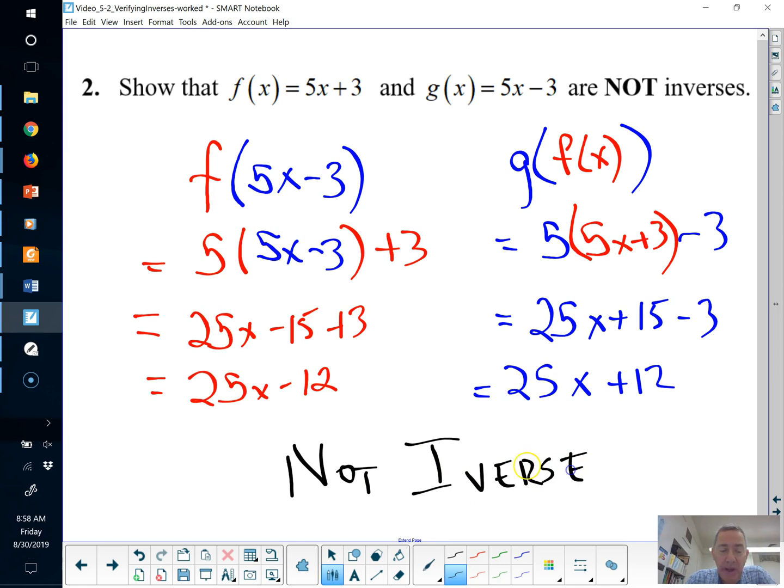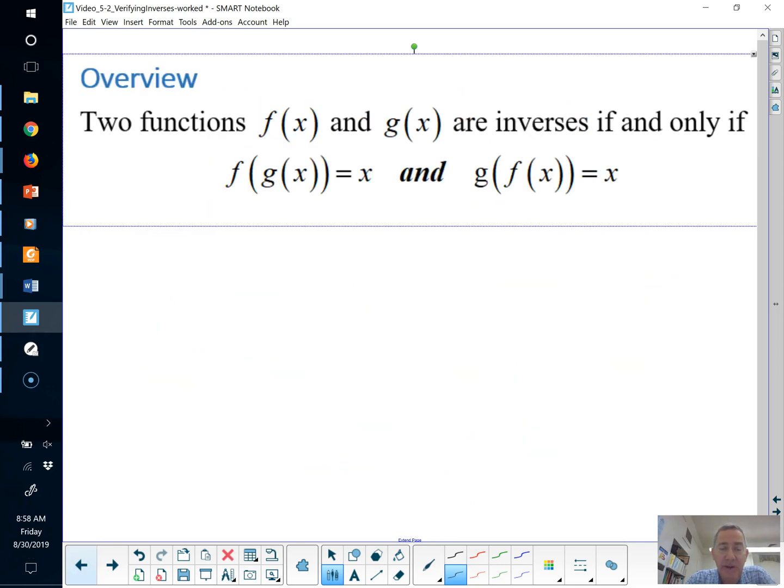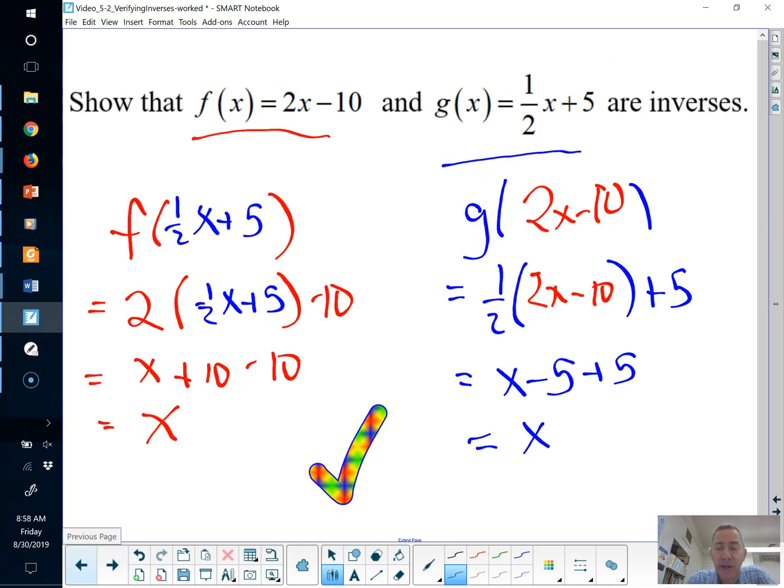So that's how to check if two functions are inverses. If you do f of g of x and you do g of f of x and you get the same thing and it's x, that means you did two functions, got back to where you started. Those are inverses. If you don't get back to where you started, they're not.